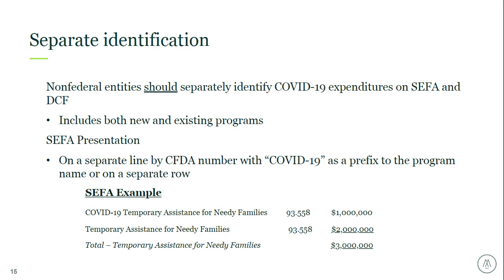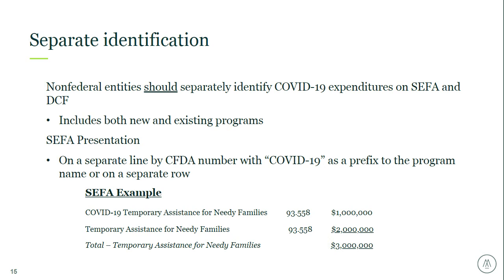Here is an example of what this might look like. You will see that this organization received funding from Program 93.558, both COVID-related and non-COVID related. Even though both grants carry the same CFDA number, and in this case, let's assume both are direct, the separate pieces for COVID-19 funds and non-COVID-19 funds need to be called out and shown as separate line items, with then a total for the full CFDA number.